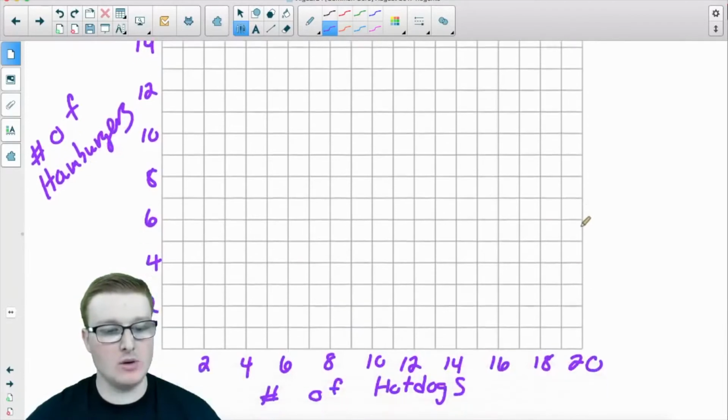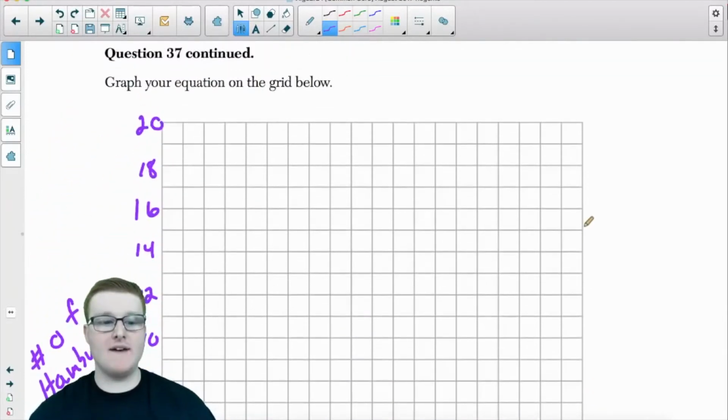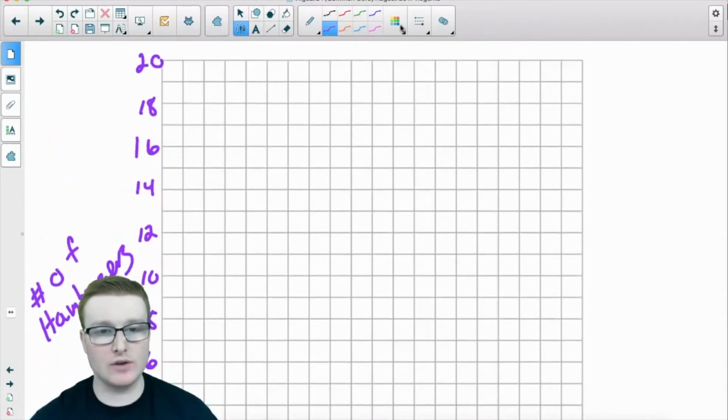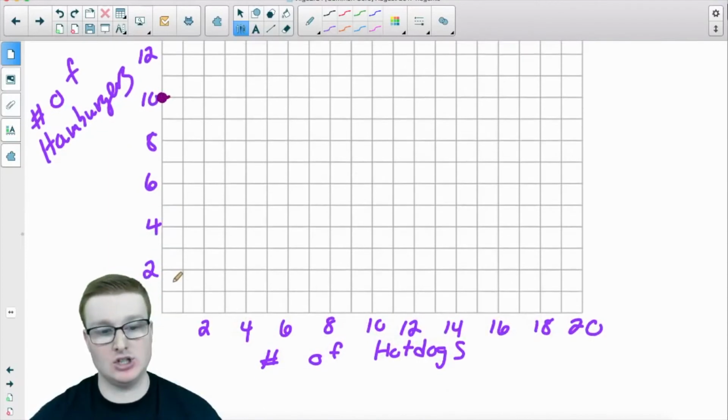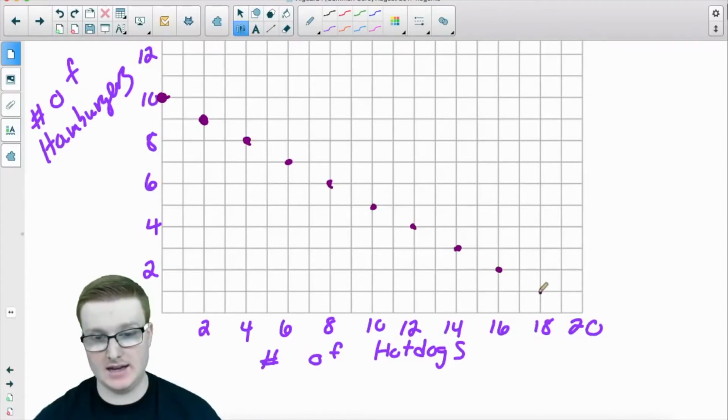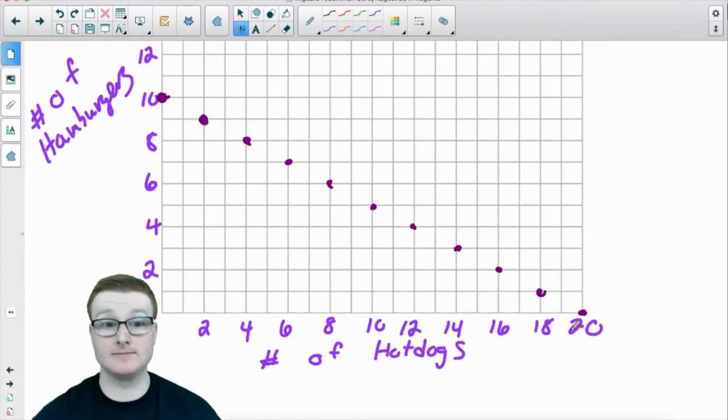Okay, so I am going to graph negative 1/2 x plus 10. So it starts over here, and you're going down 1 to the right 2. But you got to be careful here, folks. For every 1 hamburger, it goes over 2 hot dogs. So that's why I counted by ones here as well. So down 1 to the right 2, down 1 to the right 2, down 1 to the right 2. Keep on going. So you get down to the very end, down here, okay?